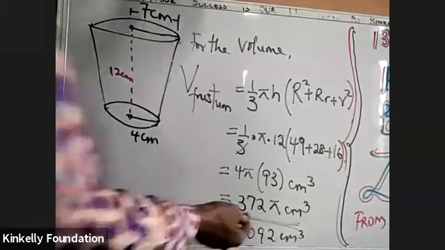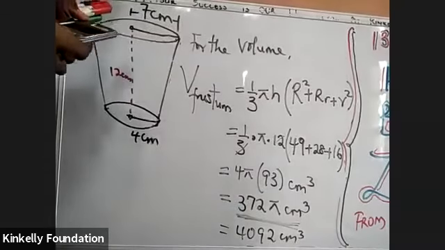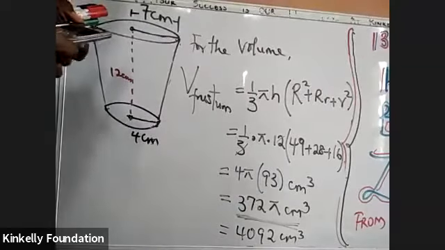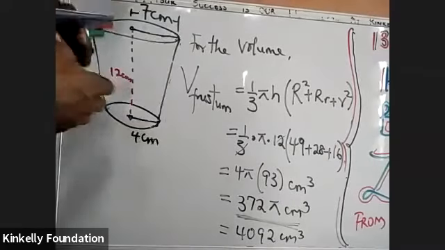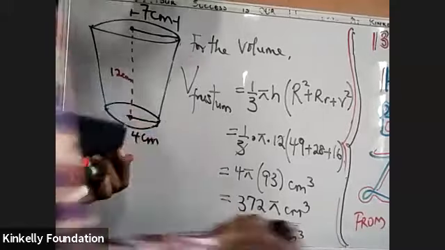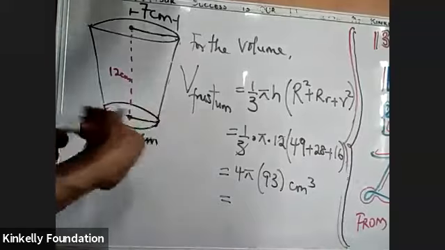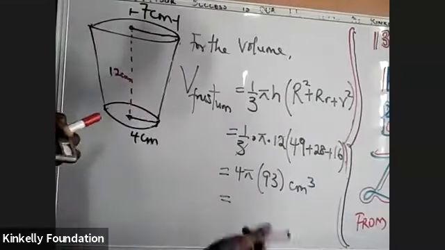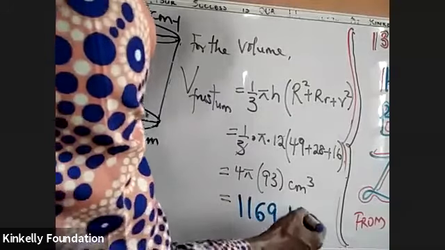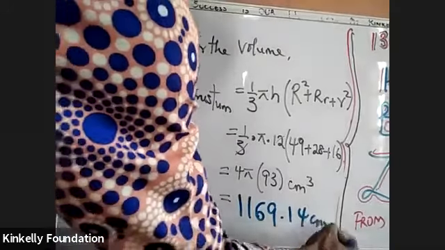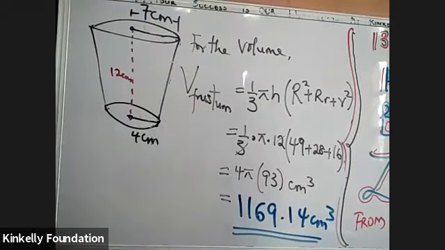No, this 4 times 22/7 times 93 will give us... 1169.14 cm cube to be the answer when you simplify that.